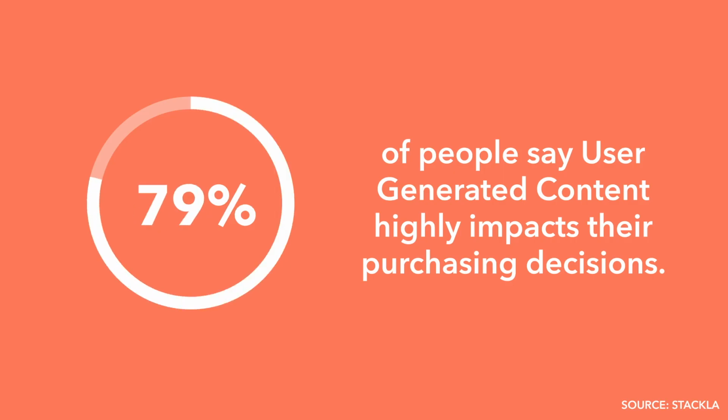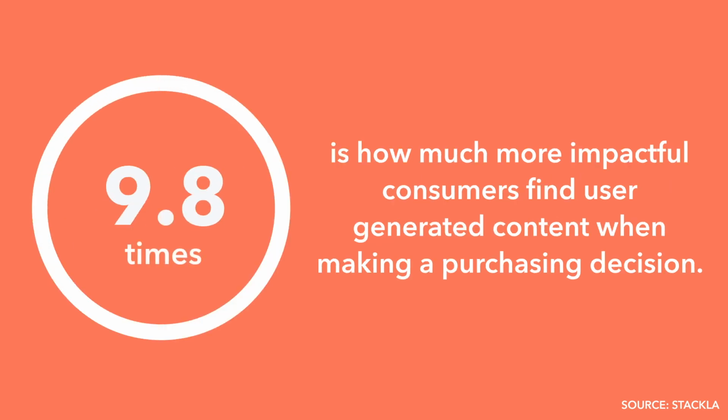It could be a video unboxing a product, a photo of a fan interacting with your company's swag, or designing other kinds of content to show their adoration for your products or the work you do. It's the best kind of social content for a reason. Stackla found that 79% of people say UGC highly impacts their purchasing decisions. They also determined consumers find UGC 9.8 times more impactful than influencer content when making a purchasing decision. That means user-generated content might be more fruitful than shelling out thousands or millions to work with an influencer.